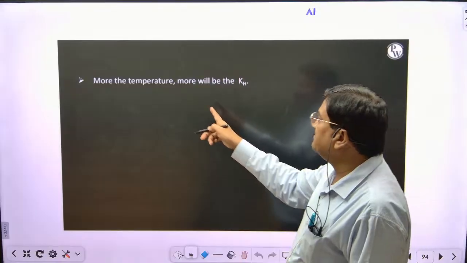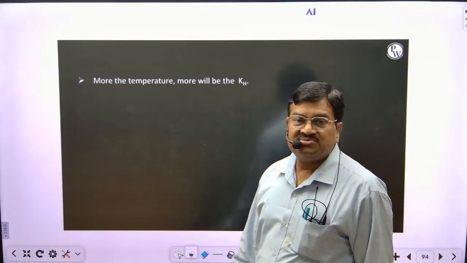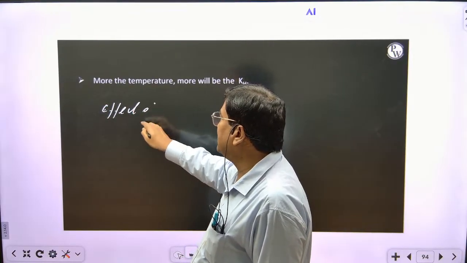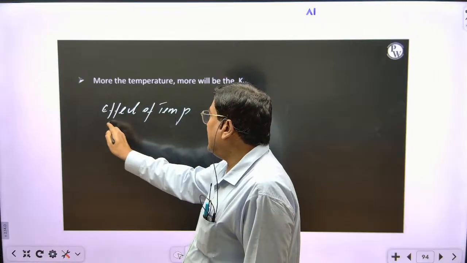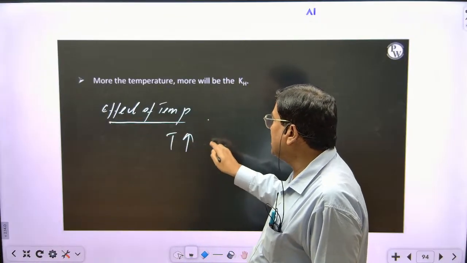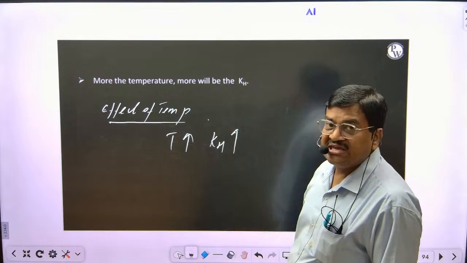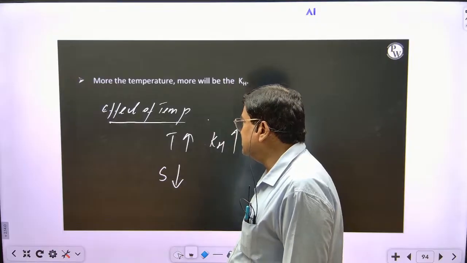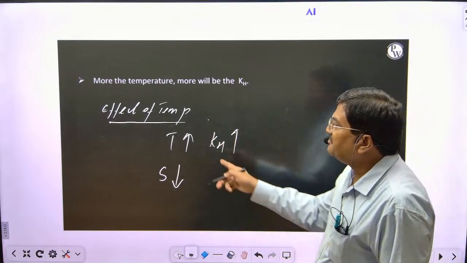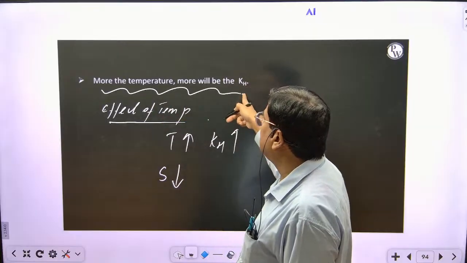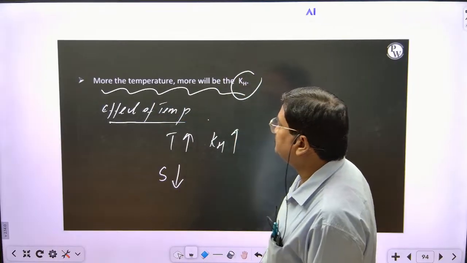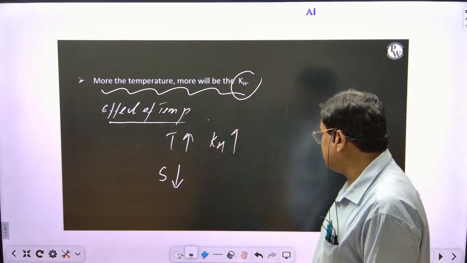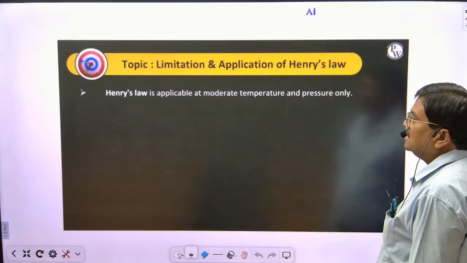And see, the more the temperature, the more will be the KH. That's what we studied, effect of temperature, no? See, effect of temperature in NCERT, what we discussed. As temperature increases, what happens to the KH value? KH value increases. As KH value increases, how is it related to solubility? Solubility of the substance decreases. Solubility of gas in water decreases. Same point here in the PPT: as temperature increases, KH value increases. Clear all of it?